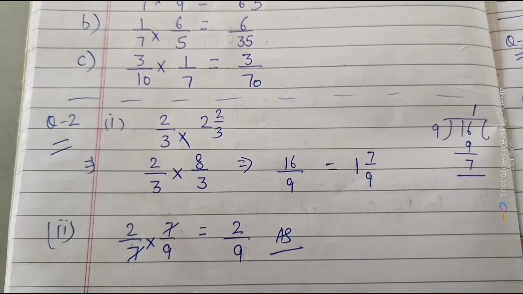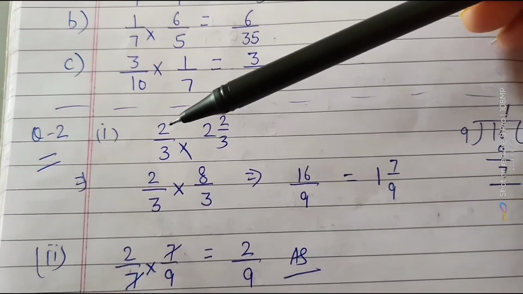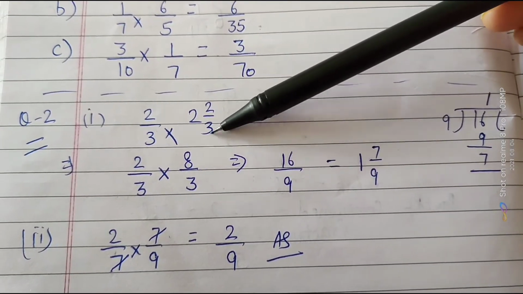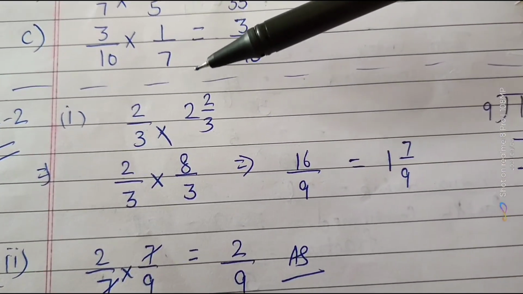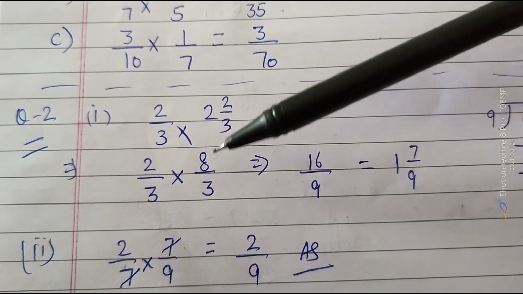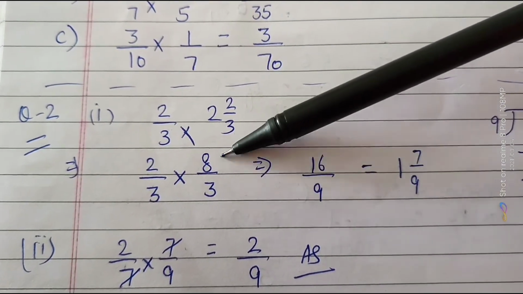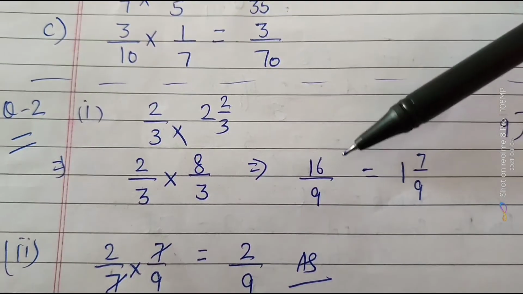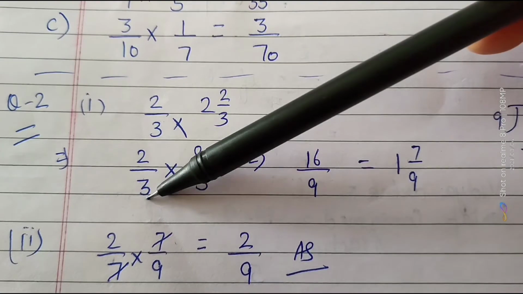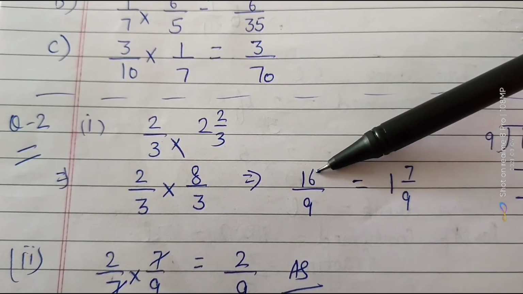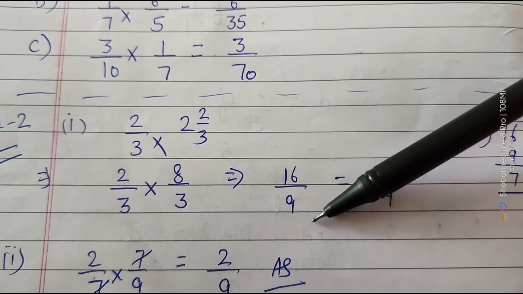Here in this example we have 2/3 multiplied by 2 1/3. So firstly we solve this mixed fraction as 3 into 2 is 6, 6 plus 2 is 8. So this becomes 8/3. Now multiply numerator with numerator: 2 eights are 16, and denominator with denominator: 3 threes are 9. So the answer is 16/9.